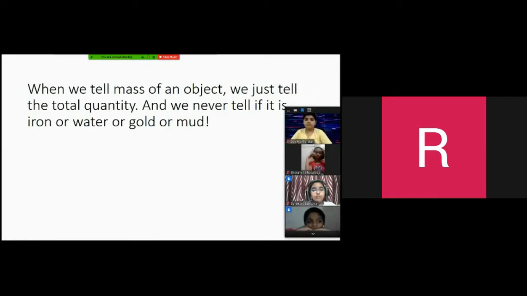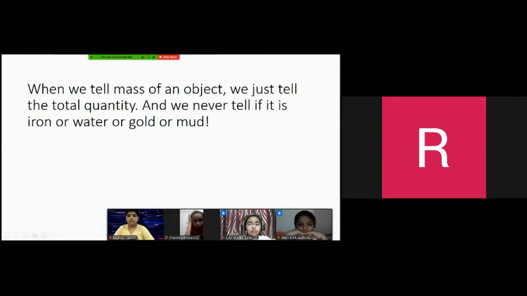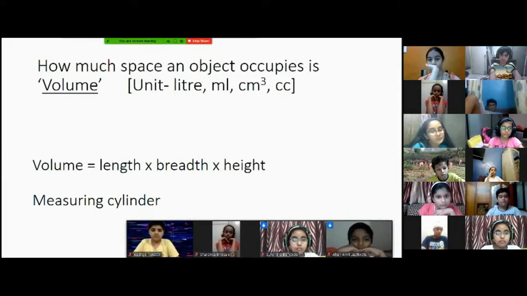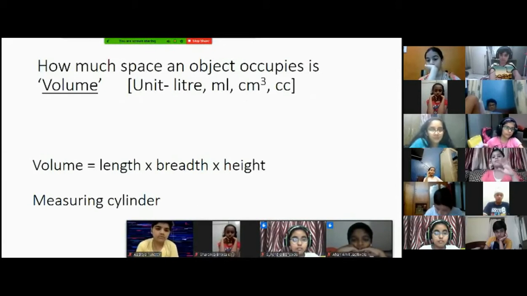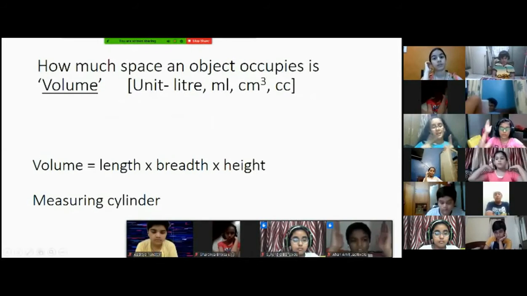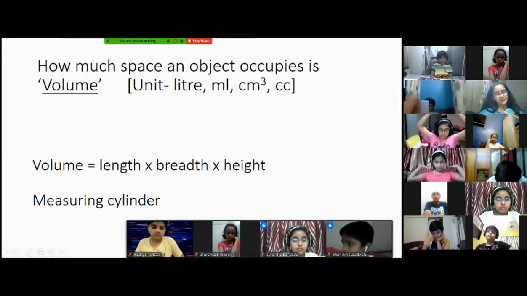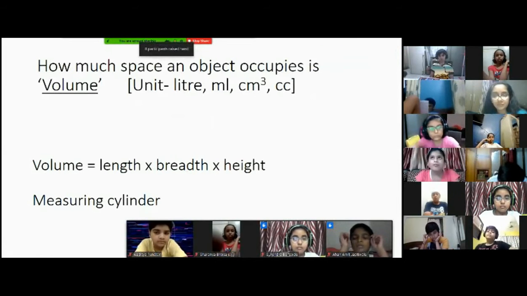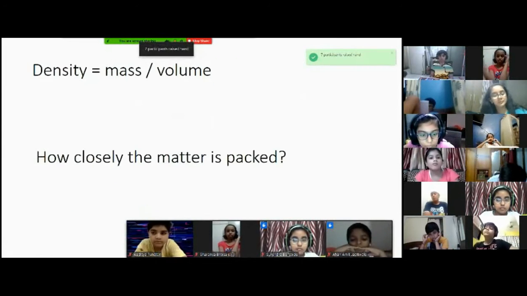When we tell the mass of a substance, we just tell total quantity, and we never tell if it is gold, water, or mud. Volume, unit: liter, milliliter, centimeter cube. Now, if we have a rectangular object, then there is a beautiful formula. Volume is length into breadth into height. But otherwise, we have to use a measuring cylinder to measure the volume of a liquid. Milk, for example, doesn't have length, breadth, and height. So you can't multiply. Therefore, measuring cylinder.